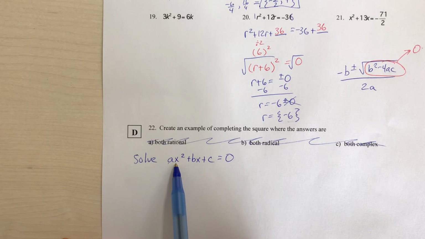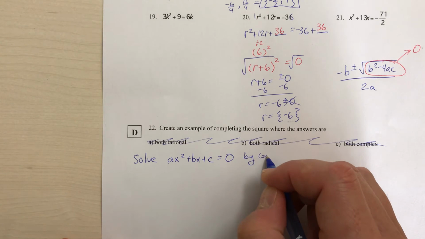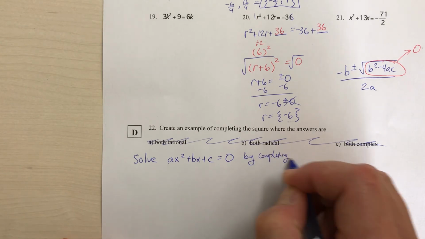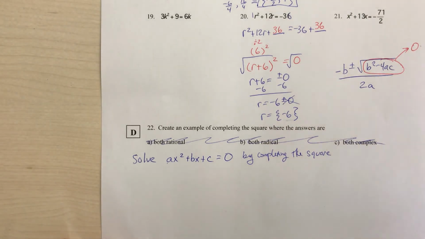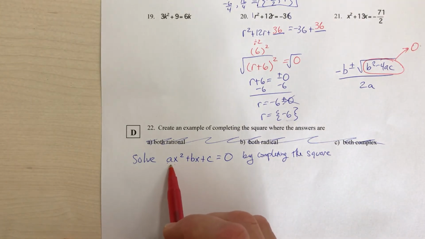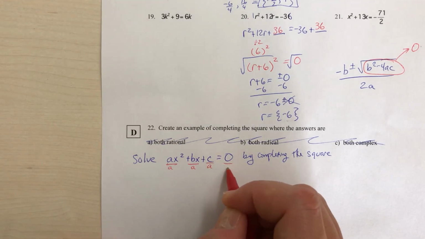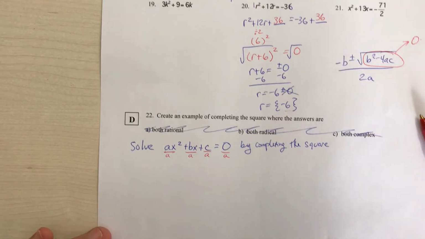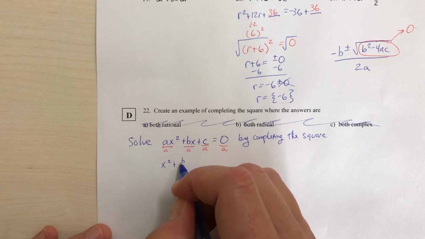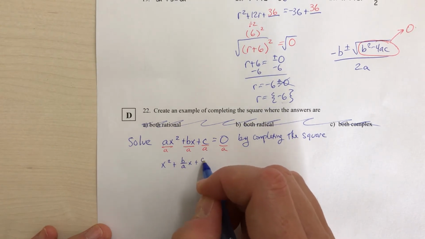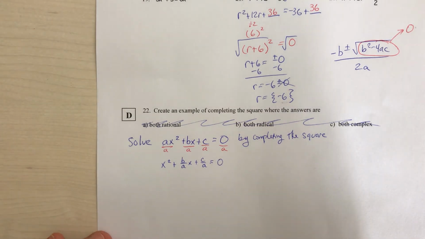Okay, if I wanted to solve this by completing the square, first move here, I have to have a 1x squared. So we divide everything on both sides of the equation by a. And so we'll get x squared plus, we'll have a fraction, b over a x plus c over a equals 0. 0 divided by anything is still 0.